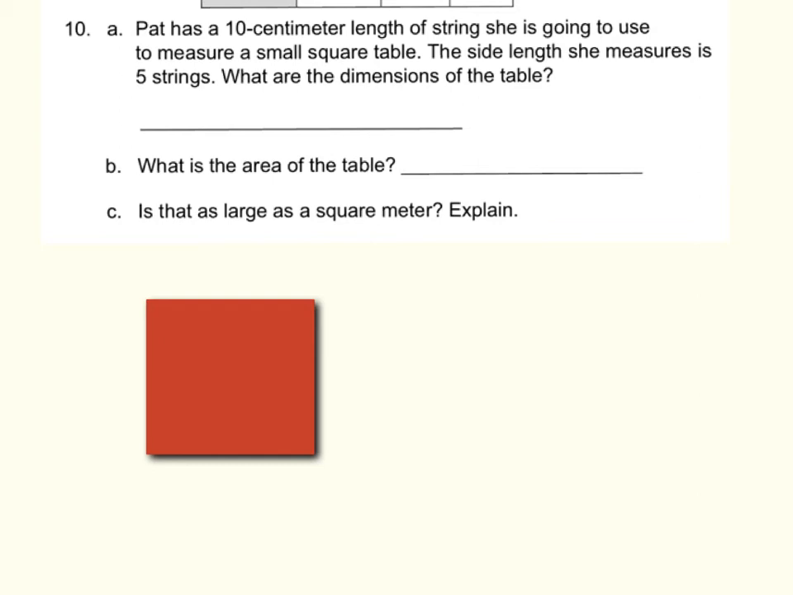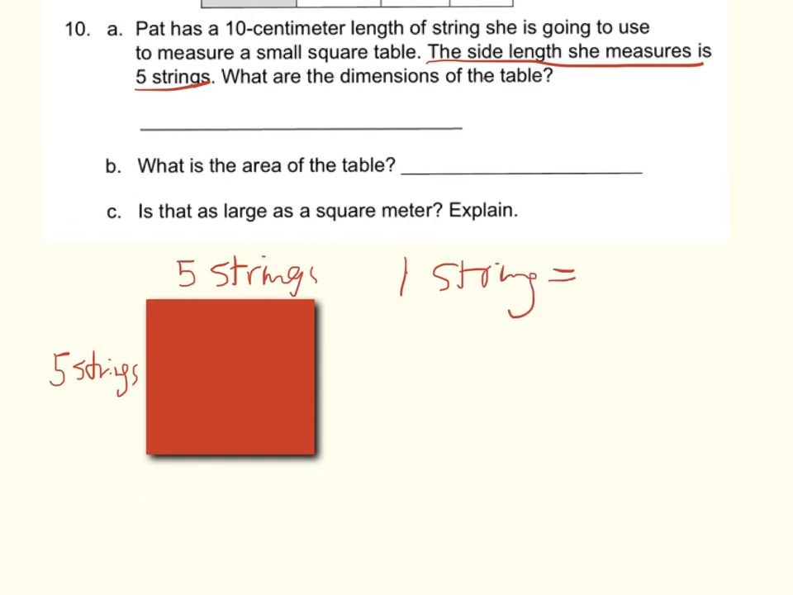Each side length is 5 strings. So this is 5 strings long, and this is also 5 strings. What are the dimensions of the table? That means you are trying to convert strings into centimeters. The conversion factor here is 1 string equals 10 centimeters. So 5 strings, that means what, 50 centimeters?